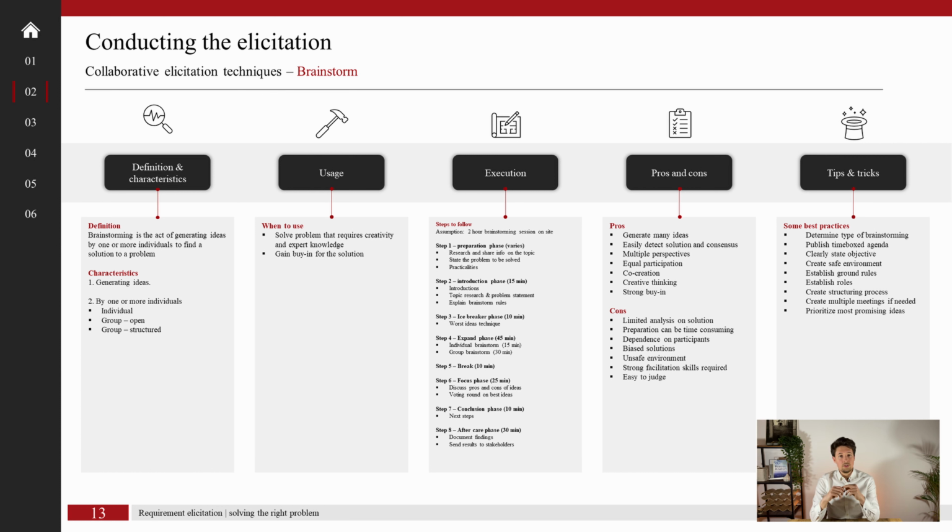Another type is group brainstormings, which can again be subdivided into two categories, being open group brainstorms and structured group brainstorms. The open brainstorms are open in the sense that everyone is just throwing in ideas in the group and someone is documenting those ideas as the group goes on. There is no real facilitation going on to direct the group's thinking.